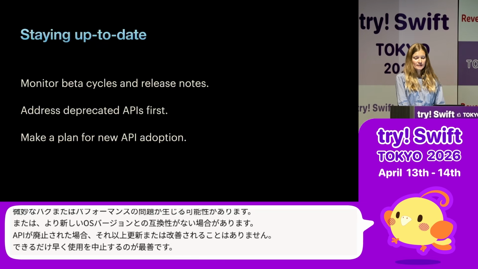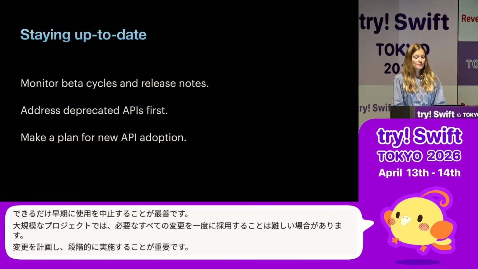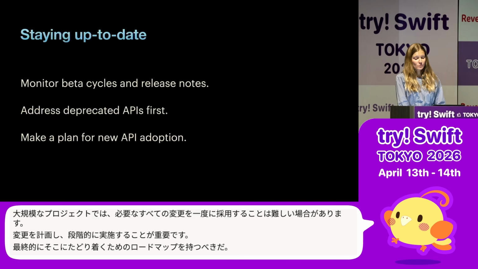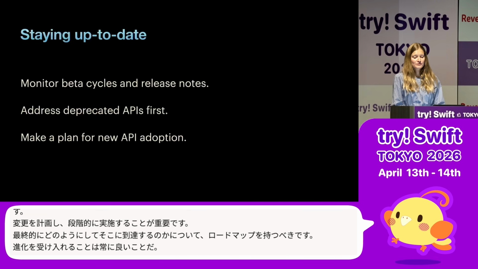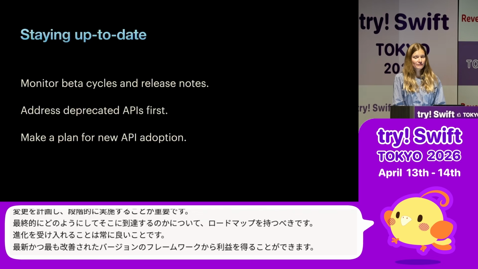In large projects, it can be difficult to adopt all the required changes at once. It's important to plan for changes and make them incrementally. We should have a roadmap for how we get there eventually. Embracing evolution is always a good thing. We can benefit from the latest and most improved version of the framework. By staying current, we can make our development process more efficient and keep our code base ready for whatever comes next.